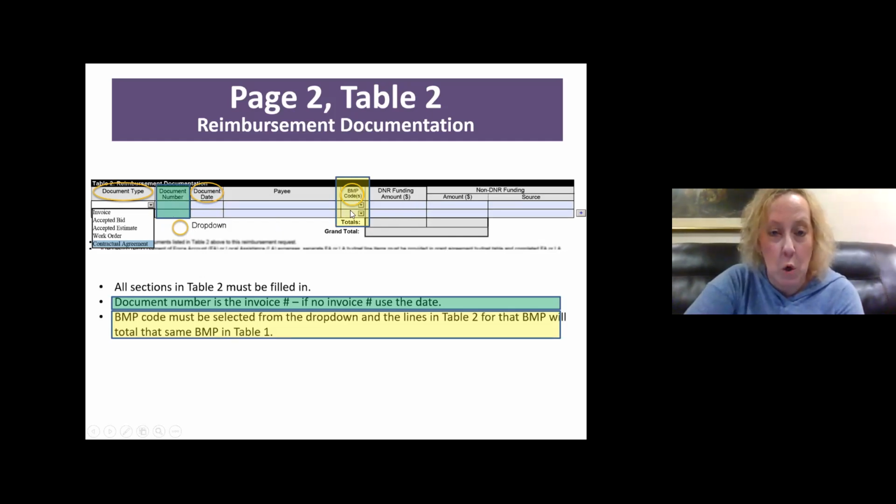The BMP code must be selected. So for each invoice, you have to select a BMP code for that associated invoice. And ultimately, the combined rows of a given BMP are going to need to equal the same amount for that BMP in table 1.